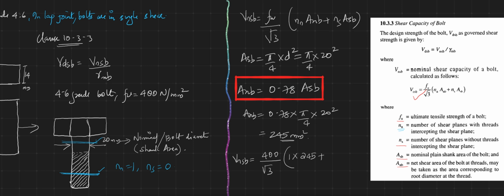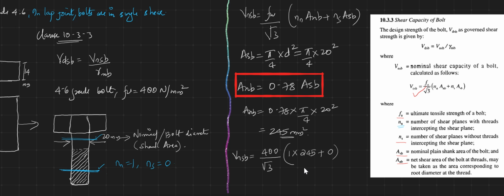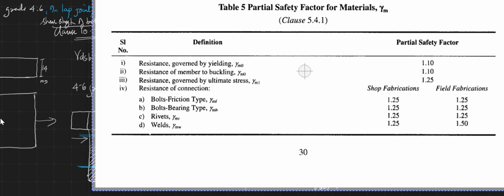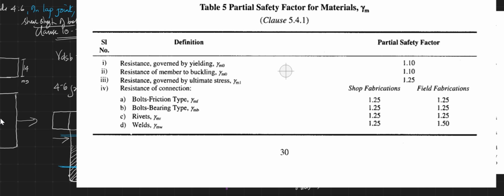Here, Ns is 0, so there is no term. Now you know VDSB, that is the shear strength, is equal to VNSB divided by gamma MB. You will get the value from Table number 5. If you take Table number 5, you could see the partial safety factor for material, gamma M.